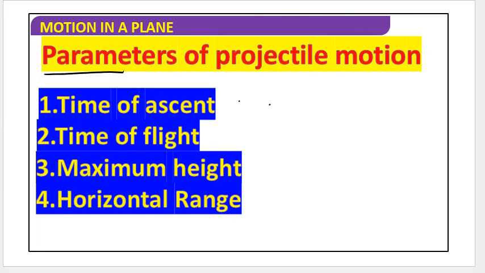Hi everyone. Today our goal is parameters of projectile motion. Parameters means a measurable factor that describes the properties and behavior of a physical system. So these are the parameters: time of ascent, time of flight, maximum height, horizontal range.